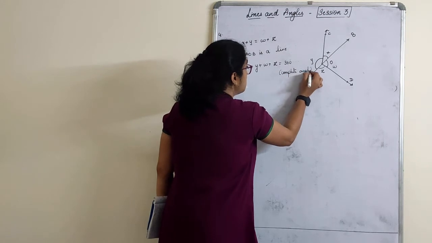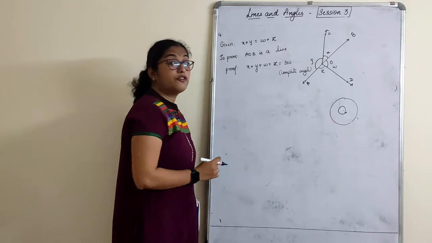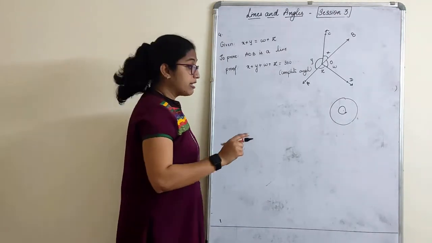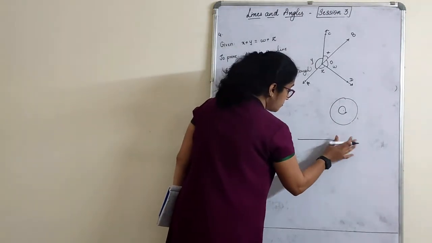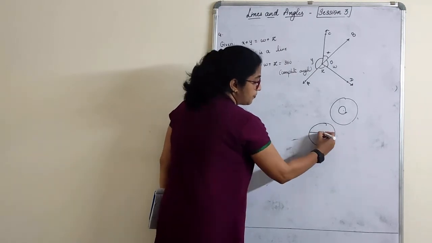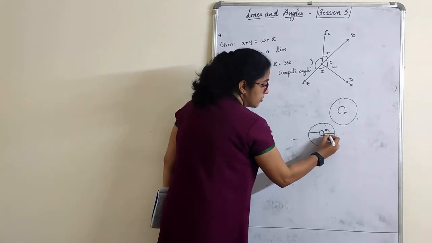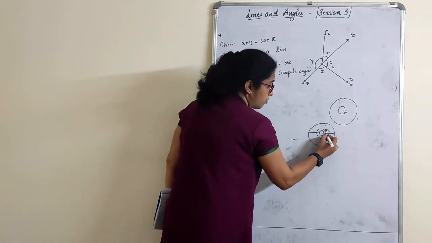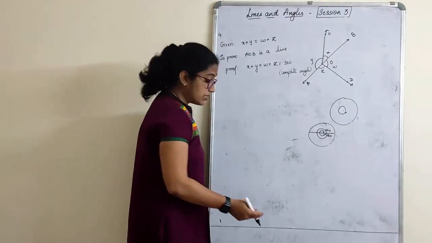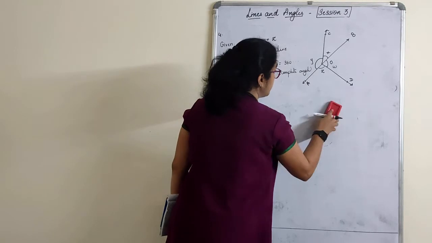What do you mean by a complete angle? This is the circle. Angle at the center of the circle formed is 360 degrees. That means a complete angle. How? This is a straight angle, right? What is this? 180. What is this? 180. So put together whole, if you see how much do you get? 360. So angle at the center formed is always 360 degrees.